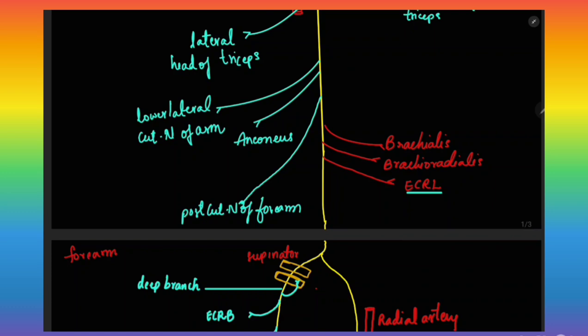The deep branch of radial nerve can get injured in the radial head fracture, and in this, triceps and wrist extensors are not involved, but finger drop can be noticed, and there will be no sensory loss in the lateral part of dorsum of hand.